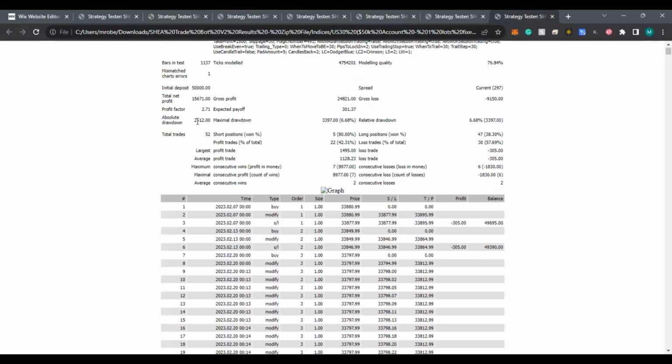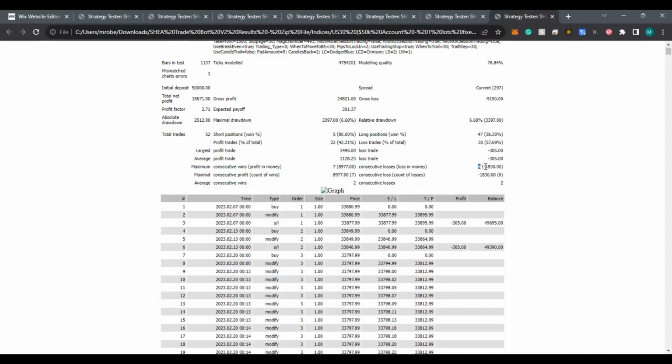Absolute drawdown was $2,512, which on a 50K account is 2.5% absolute drawdown maximum. The maximum drawdown was 3,397. Relative drawdown was the same. Okay. Nice. Now, if we look at consecutive wins and consecutive losses, you can see that 6 consecutive losses is less than 2%. So yeah, 6 consecutive losses is just over 1%.